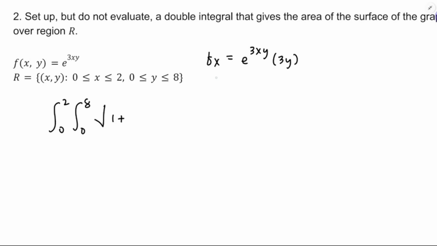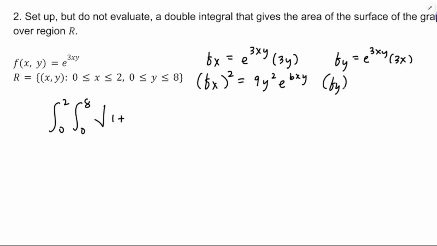If I square fx, I'd have 3y squared, and with the 2 copies of e to the 3xy, I'd have 9y squared. e to the 3xy times e to the 3xy would be e to the 3xy plus 3xy, which is 6xy. Fy is going to be very similar: e to the 3xy multiplied by 3x for the chain rule. And if I square that, I'm going to have 9x squared e to the 6xy.